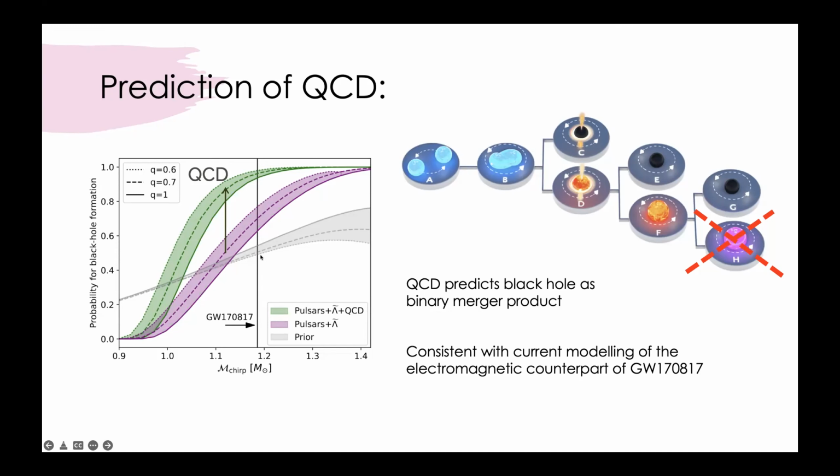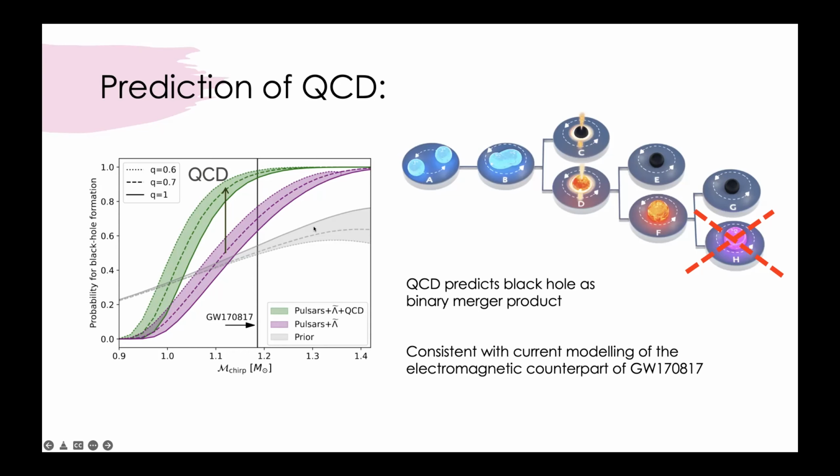And we saw that without the QCD input, the posterior probability of forming a black hole is roughly 50-50. There is no theoretical prediction coming from the other astrophysical data on what the binary merger product should be. But once we include the QCD constraint, we have an overwhelmingly strong constraint that the final binary merger product has to be a black hole instead of a neutron star.